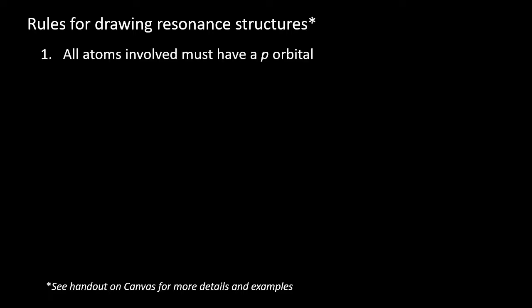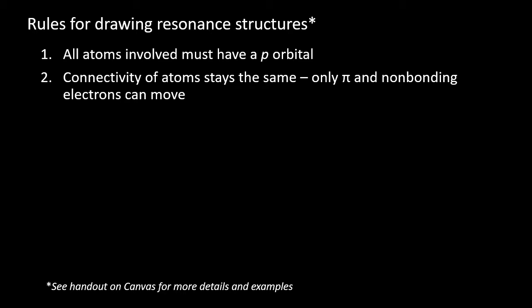So first, as I mentioned in the last video, in order for resonance to occur, we have to have that conjugation. So all of the atoms involved must have a p orbital. Second, the connectivity of the atoms stays the same. So only pi and non-bonding or lone pair electrons, as I typically call them, can move. Okay, so only pi and lone pair electrons move. Everything else has to stay the same.